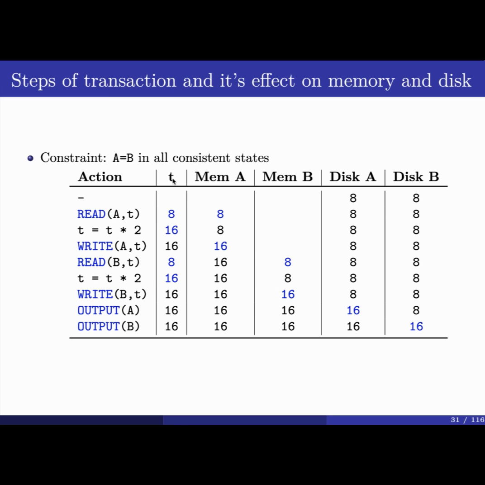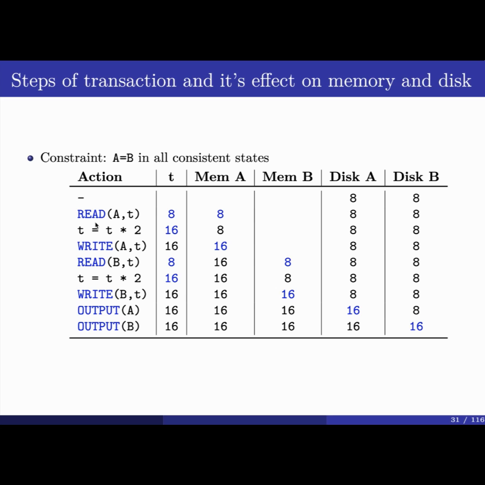This is the current value of the local variable we're going to use in the transaction, and this column is going to represent whatever happened on the transaction side, the transaction space. So here we did nothing. This is the initial state.